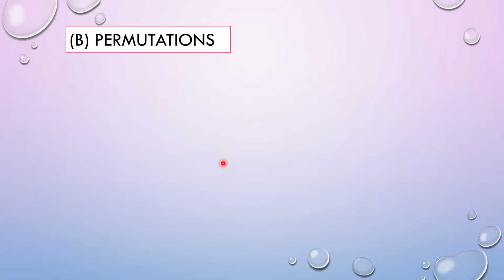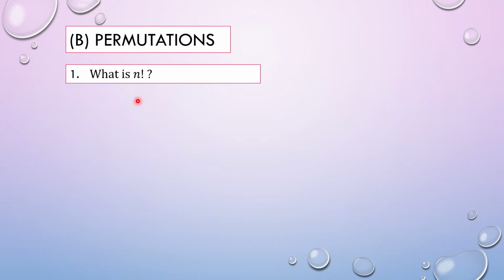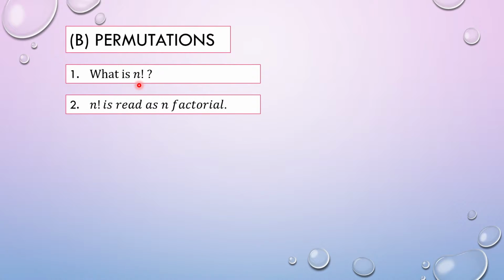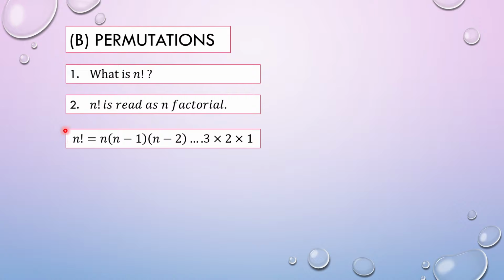Now let's see what permutations are, and before that, let's see what n with the symbol exclamation is. n exclamation is read as n factorial. How do we find n factorial? Let's say you have n factorial, it is equal to, first start with n, then you reduce 1 each time. So n minus 1 followed by n minus 2, n minus 3, and so on until you reach 3 times 2 times 1.